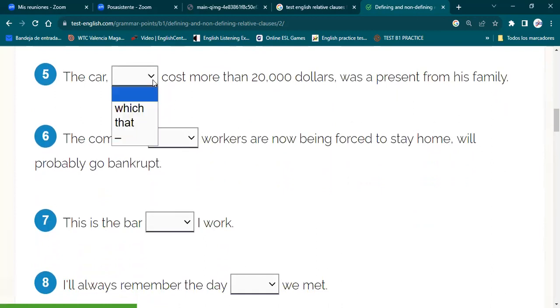Maria, the car, which cost more than $20,000, was a present from his family. Which, that, or nothing? That.